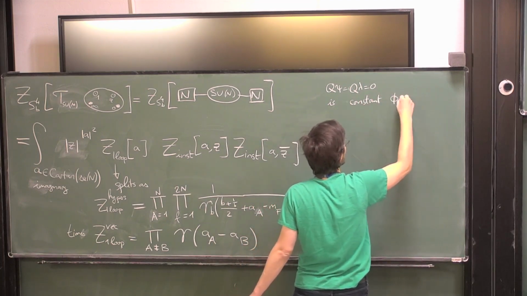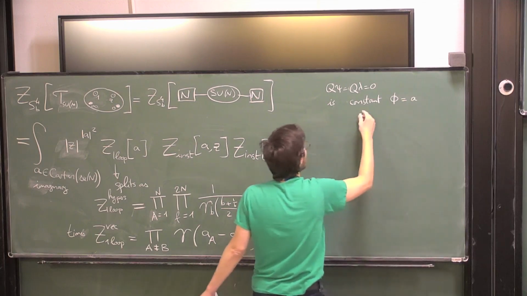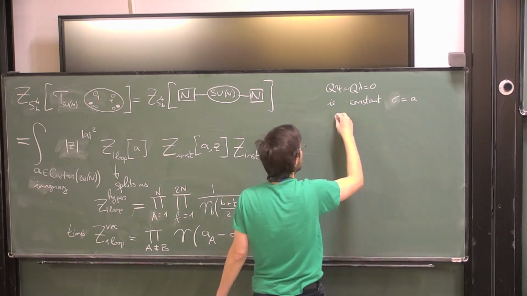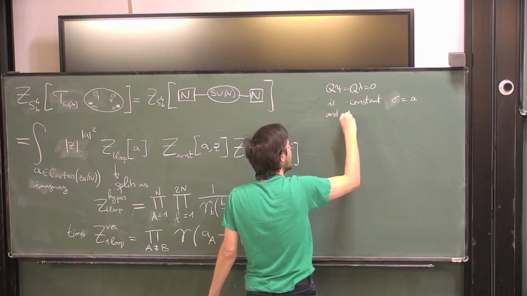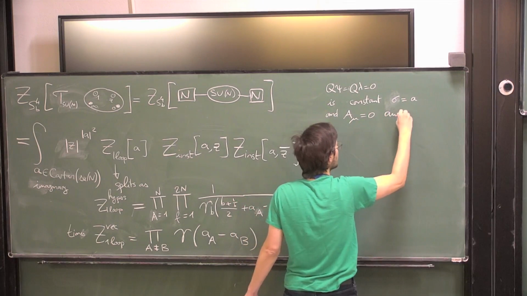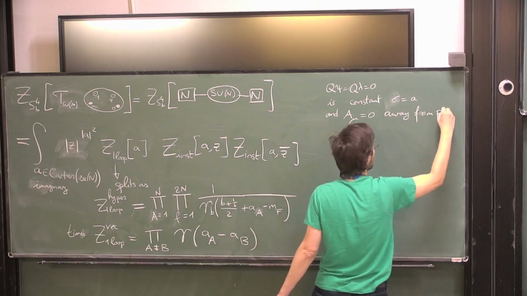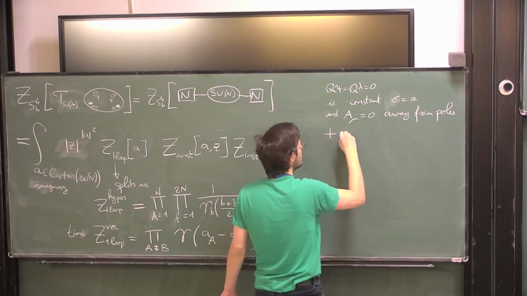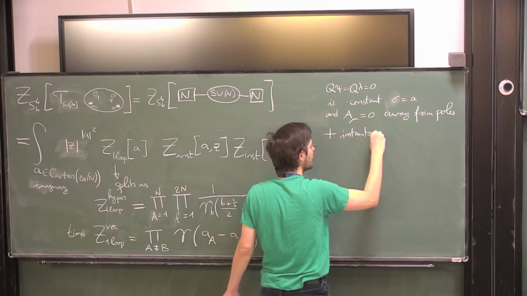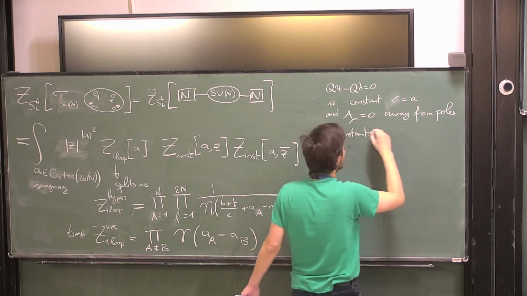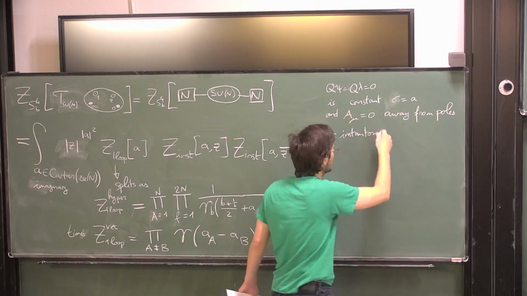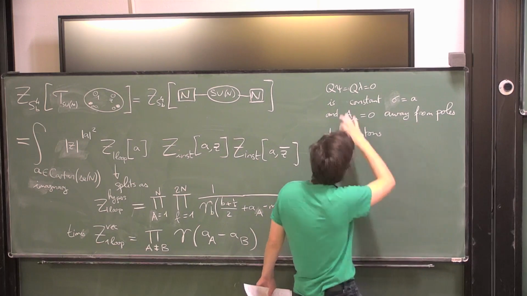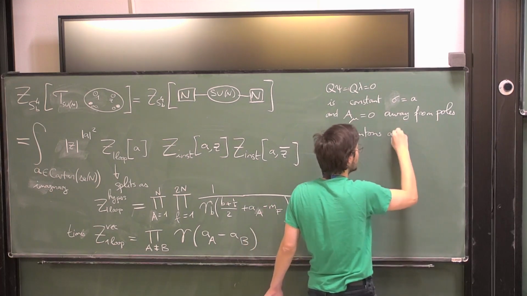Let's call the scalar field phi, or, phi is not a good notation because we already used it. Let's call it sigma. So the vector multiplet scalar is equal to a constant value a, and A_mu equals 0 away from poles. And if you look carefully at the equations, they actually also allow instanton configurations, so configurations with non-trivial behavior of a. They allow point-like instantons at the poles.